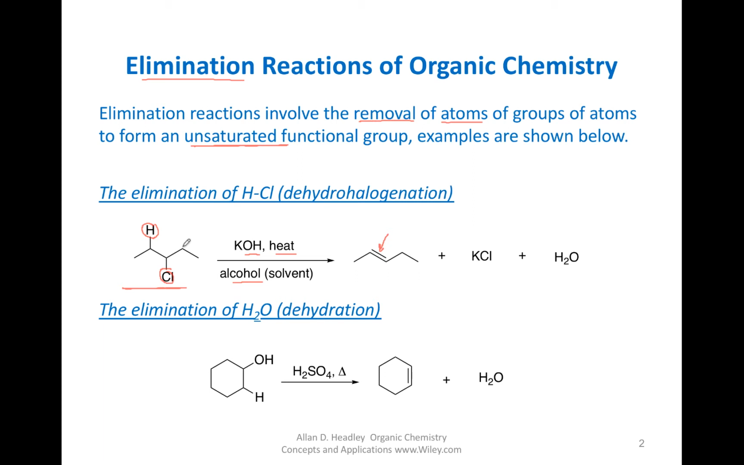I should point out that it's possible to have the elimination at this position, but you will quickly see that putting the double bond here is the same molecule as putting the double bond here. So it's only one product that's possible from this elimination reaction. This, of course, is called dehydrohalogenation. And of course, D means the removal. The second reaction that we look at here is the dehydration. D, taking off, hydration, water.